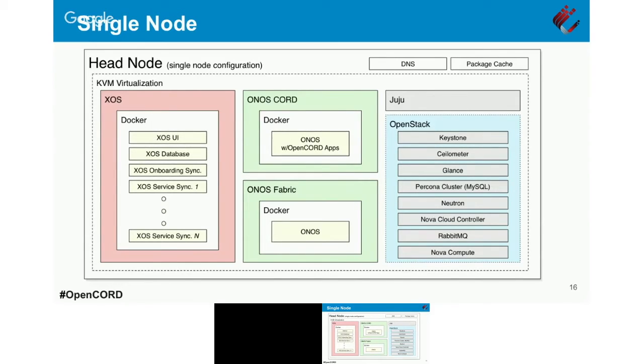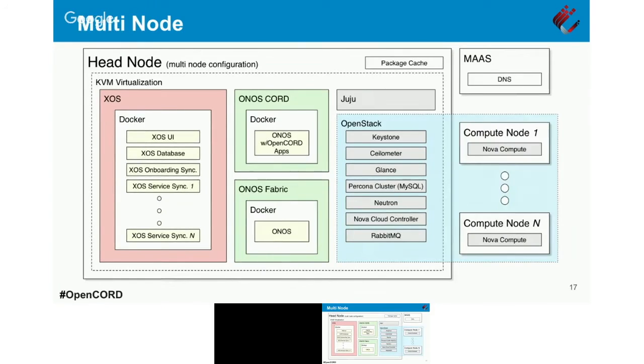And we're using Canonical's Juju tool to create an OpenStack installation. And there's a bunch of virtual machines that are dedicated to that. In addition, there are some other services like DNS and package caching, which live on that head node. In the multi-node scenario, it's very similar to the single node scenario, except you'll notice that the MAAS is handling DNS, and that OpenStack isn't just running on the head node, but the compute portions of OpenStack are running on external compute nodes.